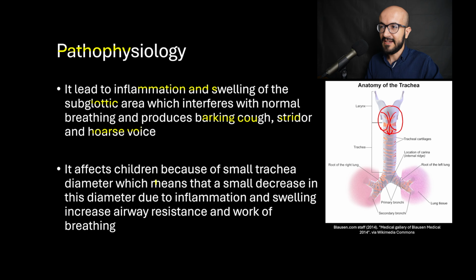Now, Croup affects children because of small trachea diameter, which means that a small decrease in this diameter due to inflammation and swelling increases the airway resistance and work of breathing. So in children, since the trachea is already narrow, when there is inflammation and swelling in the trachea, this would exacerbate the narrowing of the trachea, and it would lead to these symptoms.